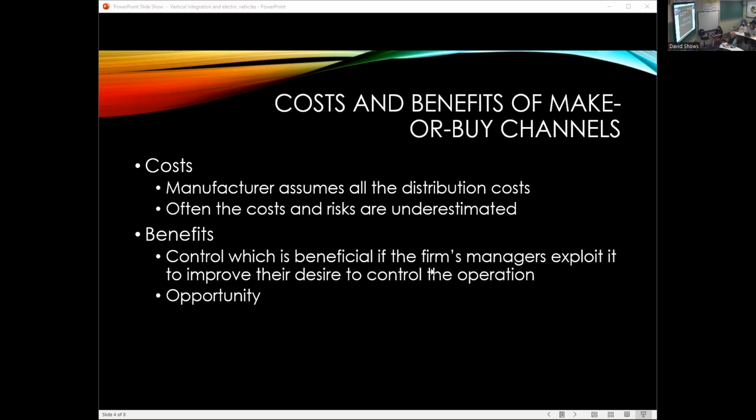And so we talked about the costs and benefits, the costs in that decision. Manufacturer assumes all the distribution costs, but the benefit that the manufacturer has is they have control over how that brand is executed and used, and hopefully all of the good properties, things that happen, are directly reflected back to the manufacturer.